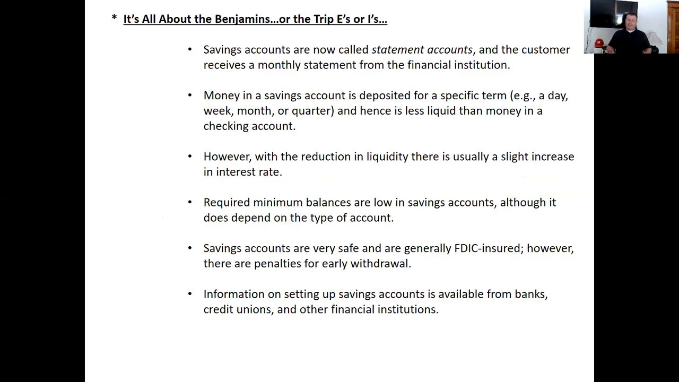They're generally FDIC insured. However, there are penalties for early withdrawal. If you put money in your savings account, usually you have to wait 24 hours to access it at least, or else there's a penalty. Information on setting up savings accounts is available from banks, credit unions, other financial institutions.